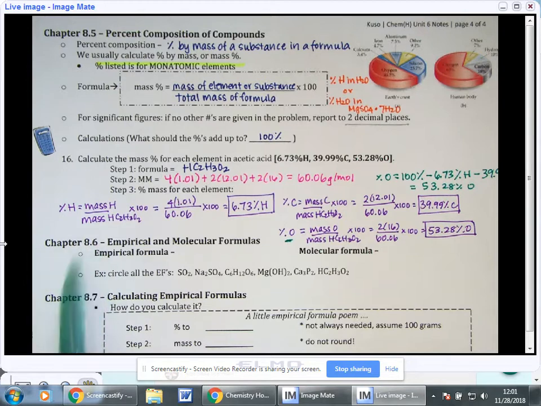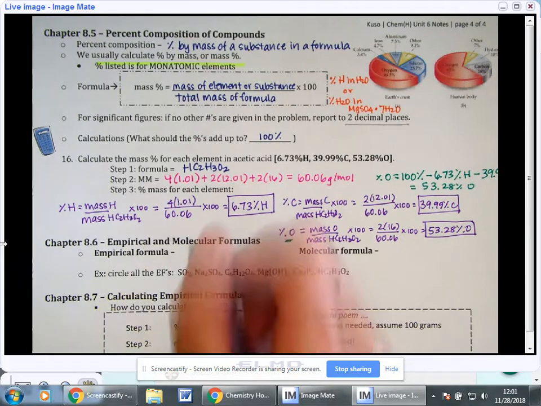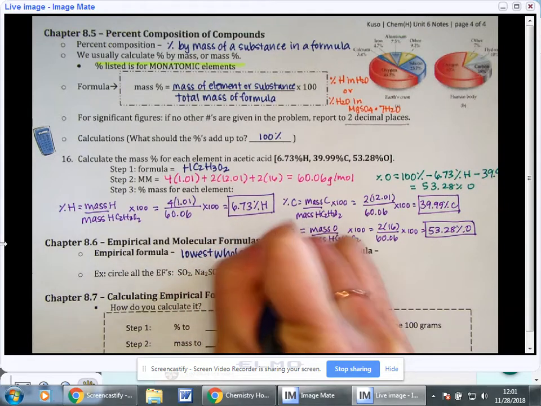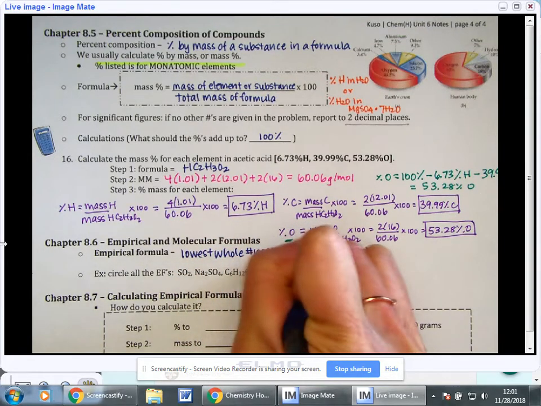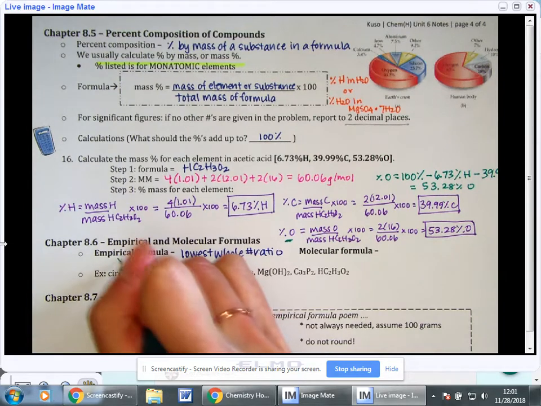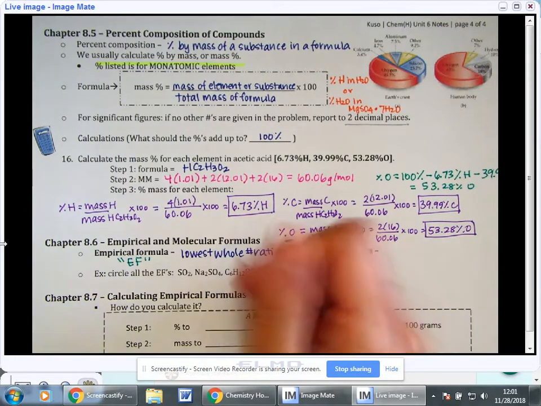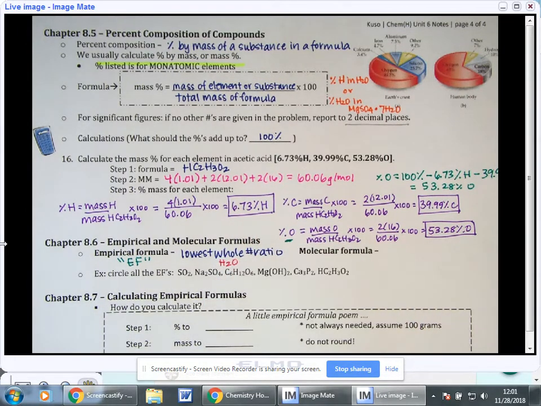For this section right here, chapter 8.6 with empirical and molecular formulas. An empirical formula, if you were to define this, would be any chemical formula with the lowest whole number ratio. And for this class, I'm going to abbreviate empirical formula as EF. An example of an empirical formula would be something like water. Water, H2O, has a ratio of 2 to 1. It's already the lowest whole number ratio.